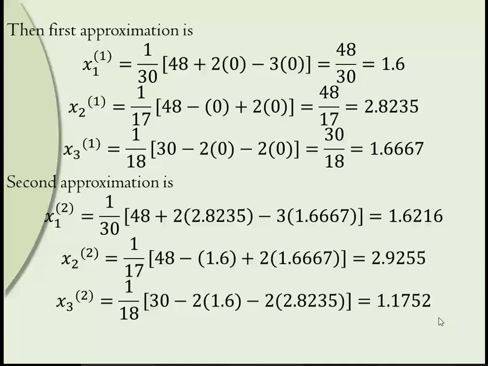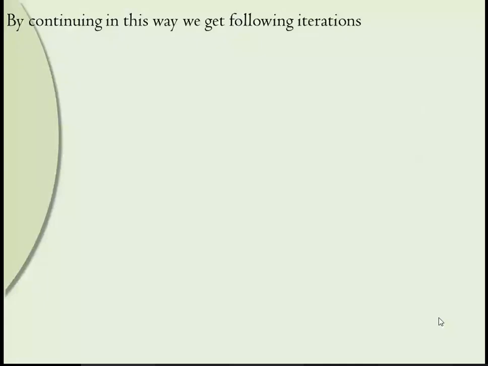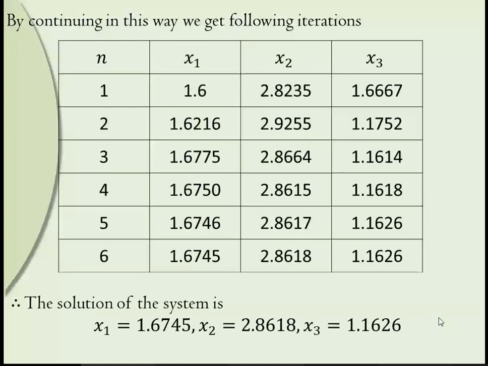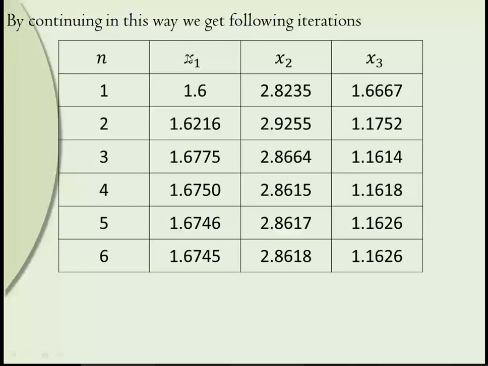So what we'll do, I will prepare one table in which I will write all the iterations, and then we'll check which two successive iterations give us the corresponding terms. So this was the first iteration when we put x1, x2, x3 as 0. These are the first values. Then put these values to get the values of the second iteration. Put these values again into the right hand side, get the new values of x1, x2, x3. That will be the third iteration.